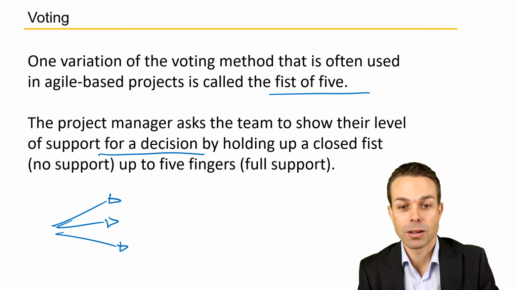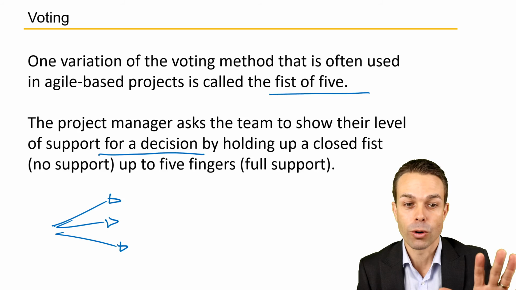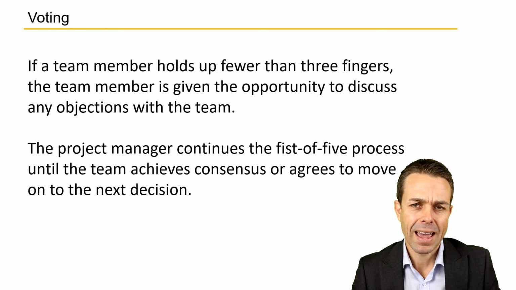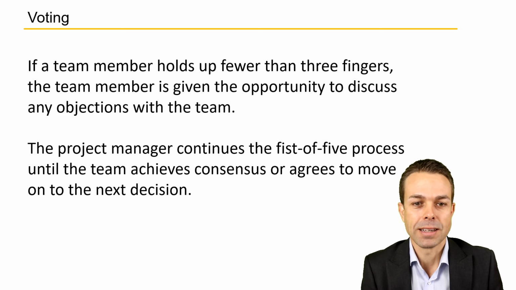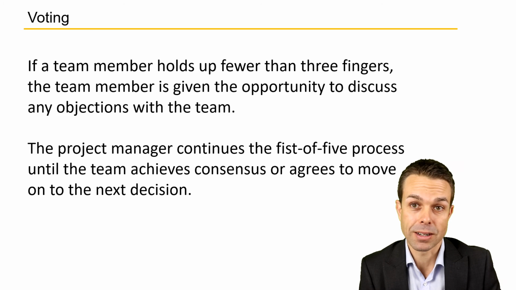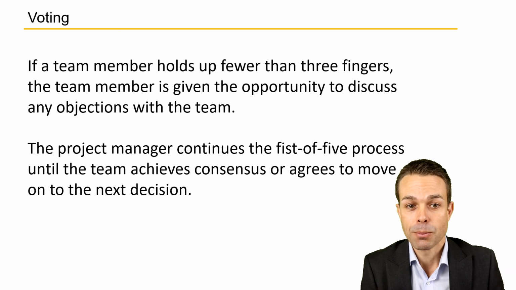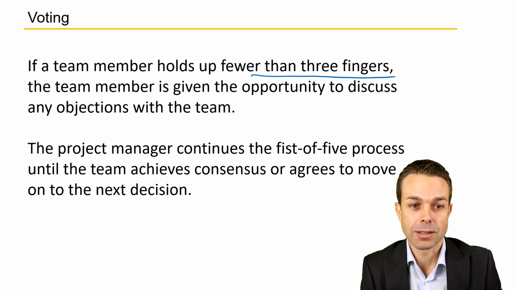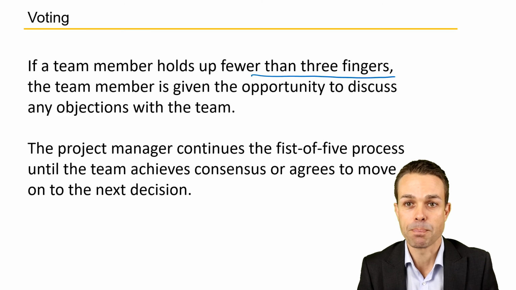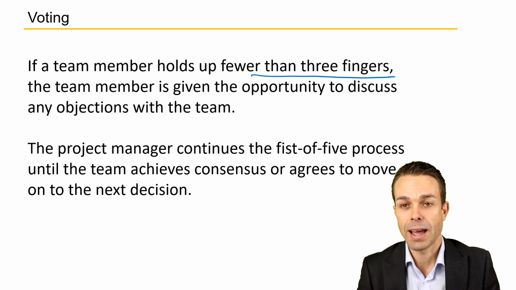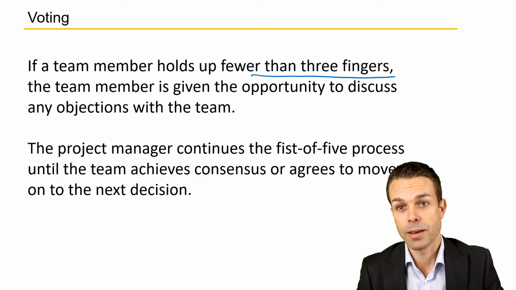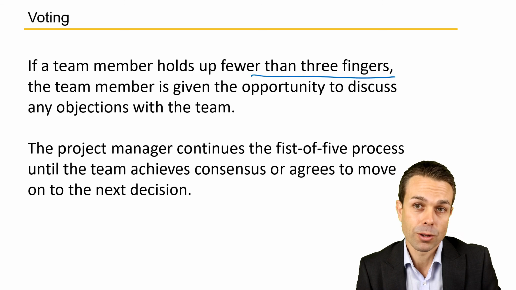Team members hold up a closed fist, which would be no support, or five fingers, which would be full support for a particular decision. The power of doing it this way is that anyone has a voice. If someone holds up fewer than three fingers, then that team member is given the opportunity to discuss their objections with the team. Maybe they show some risks or some ideas that other people have not thought of, and that we need to consider as a team.